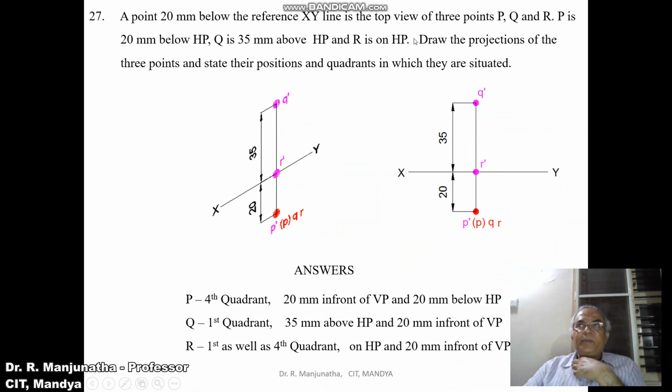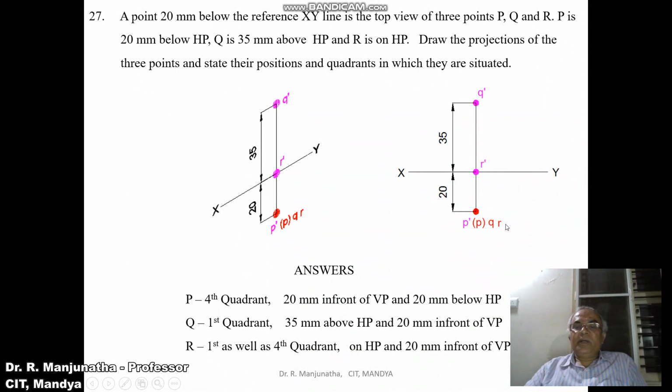And R is on HP. So R will be on the XY line. Since it is on HP, it is the front view R dash. Draw the projections of the 3 points. So we have drawn the projections of these 3 points and then give the dimensions as shown. State their positions and quadrants in which they are situated.